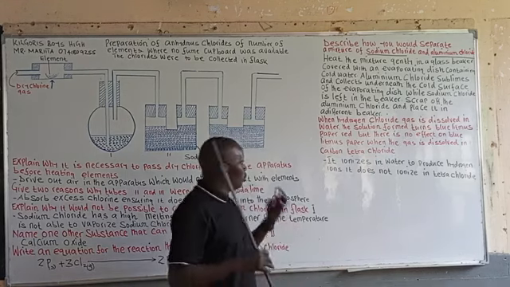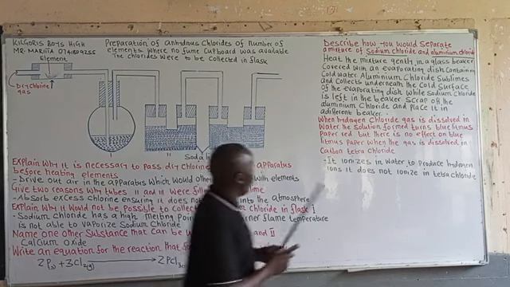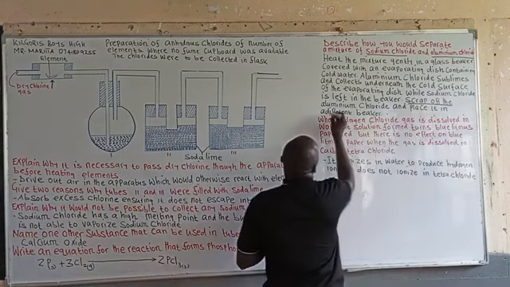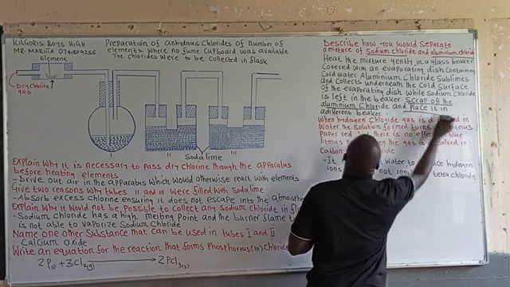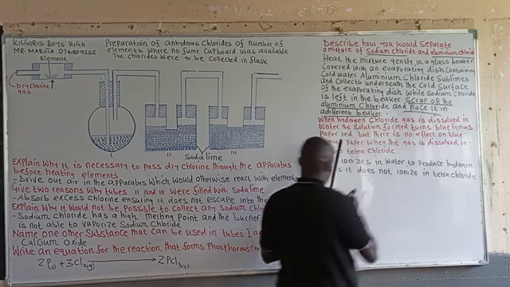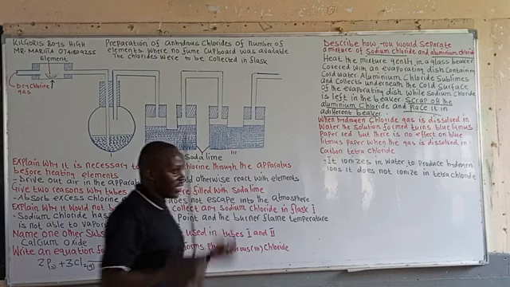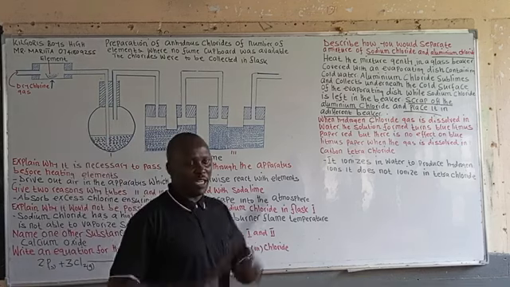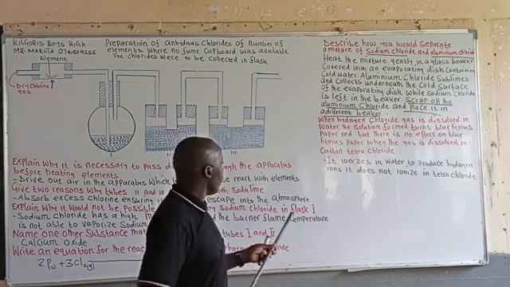Then what you do next is to scrape off the aluminium chloride and place it in a different beaker. So that is how the mixture of sodium chloride and aluminium chloride can be separated.